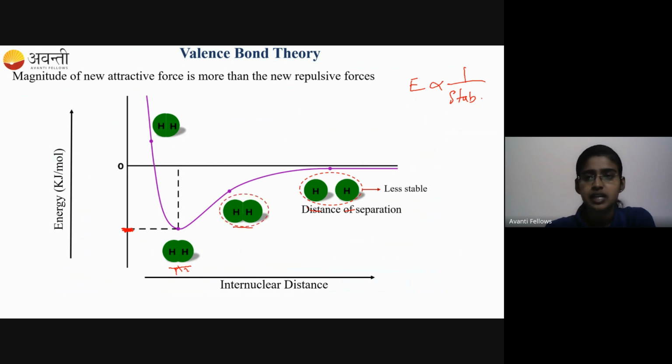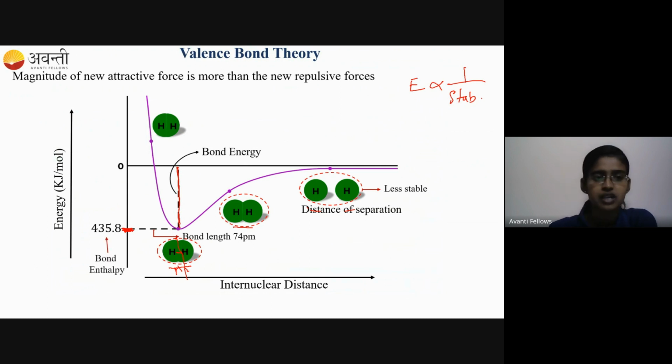And in the second case, it is coming closer, and in the third case, it is forming the bond. The bond length between the two hydrogen nuclei is 74 picometer. And this is giving us the bond energy value. What is bond energy? The energy required to break this hydrogen bond is called bond energy. So what is the bond energy value? It is 435.8 for hydrogen.